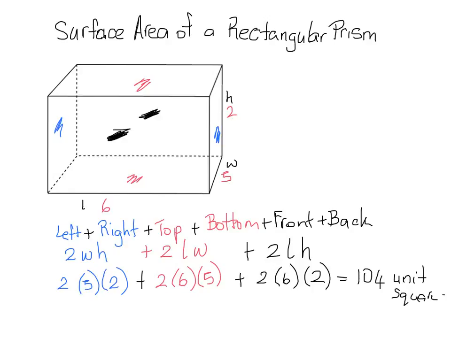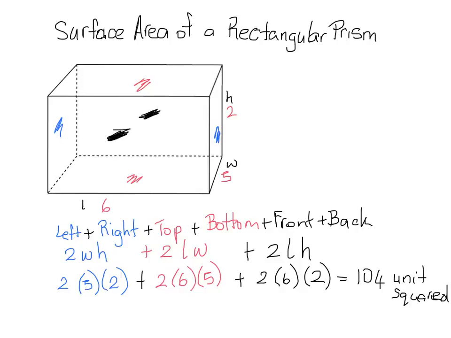And area is always measured in squared units. So if you had centimeters, it would be centimeters squared. Inches, it would be inches squared, so on and so forth. All right, so again, this is a formula that would be unlikely given to you in a test or an exam or a quiz. So this is just something that you have to understand.